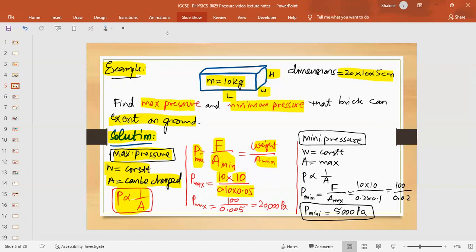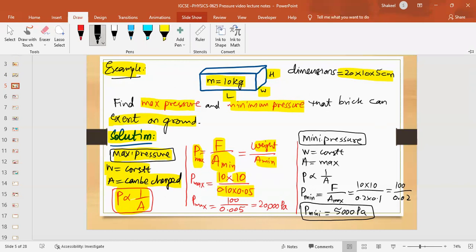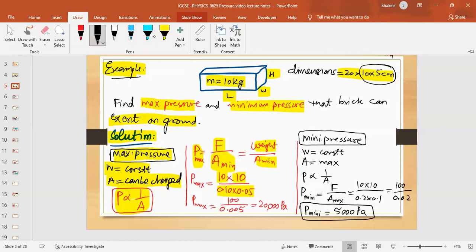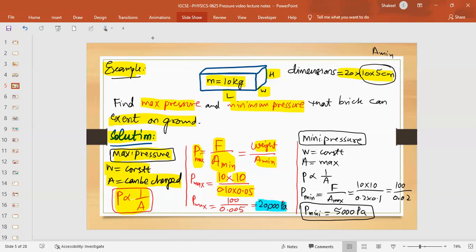So the minimum area is obtained when you multiply 10 and 5. This would be for the minimum area. So you have to divide them by 100 to convert them into meters. So 10 divided by 100 is 0.10 and 5 divided by 100 is 0.05. So that's how you convert that. And then finally, you got the answer of 20,000 Pascal.